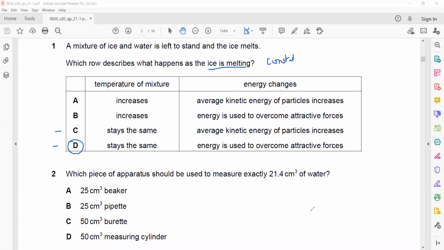If the average kinetic energy of the particles increases, it means the temperature increases, because the kinetic energy is proportional to temperature. So if the kinetic energy changes, the temperature will also change. Whenever there is a change in state, there is no change in temperature, so the kinetic energy of the particles remains the same. The energy is used to break the intermolecular forces, or forces of attraction. That's why D is the right answer.